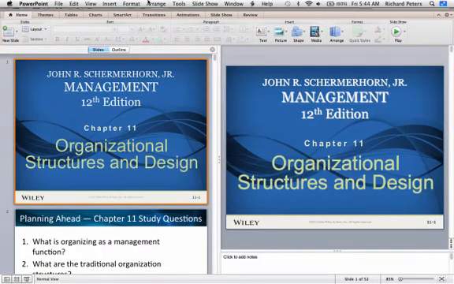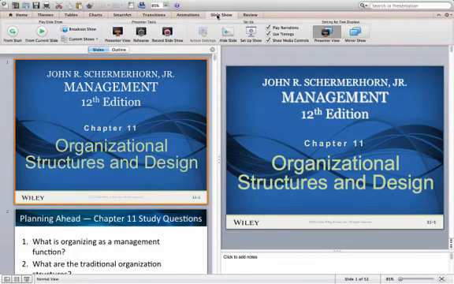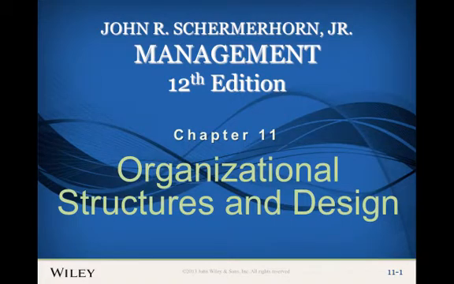This is chapter 11, and in chapter 11 we have started our second module, and our second module has to do with organization, organizational structures and design. And organizing, if you recall from chapter 1, is the second stage, or the second step, of our management process. We have discussed already planning, the importance of planning. Remember that planning is all about identifying goals and objectives and determining how best to achieve those goals.